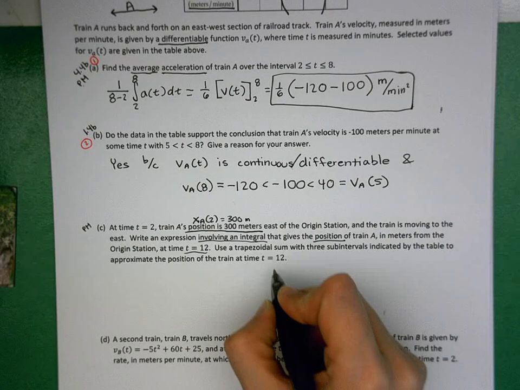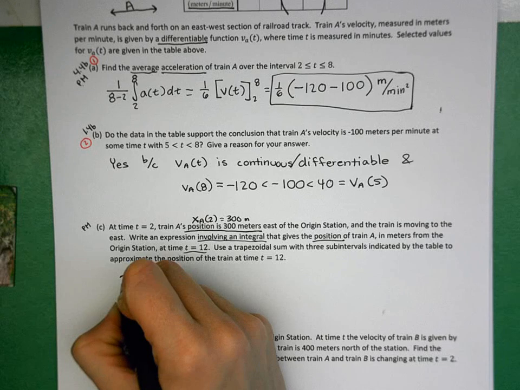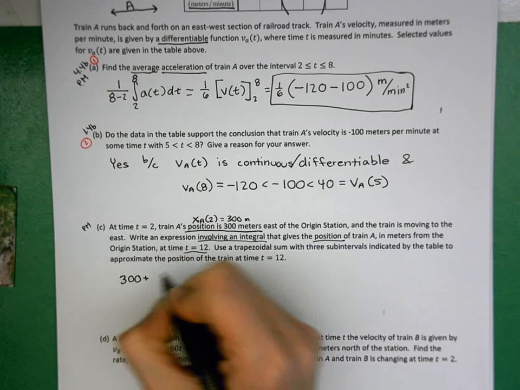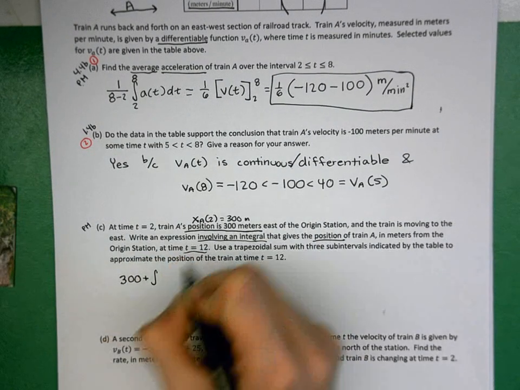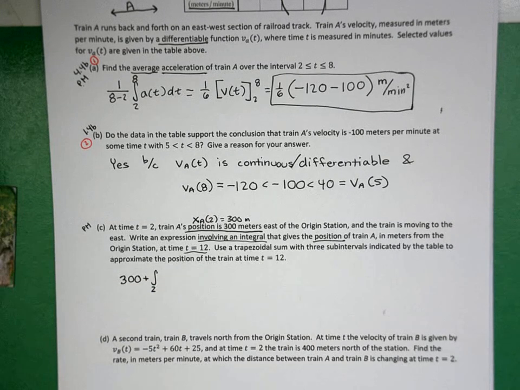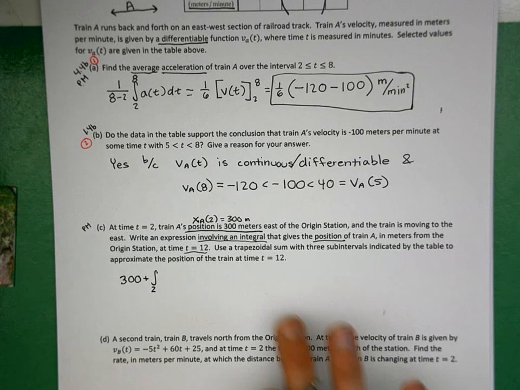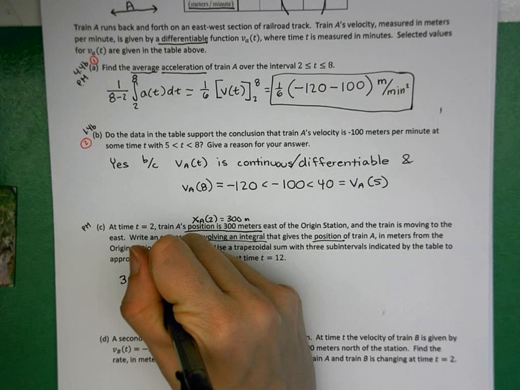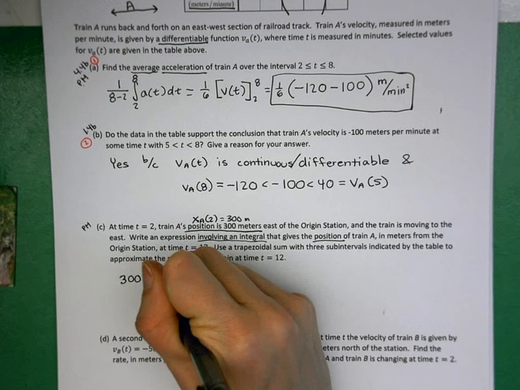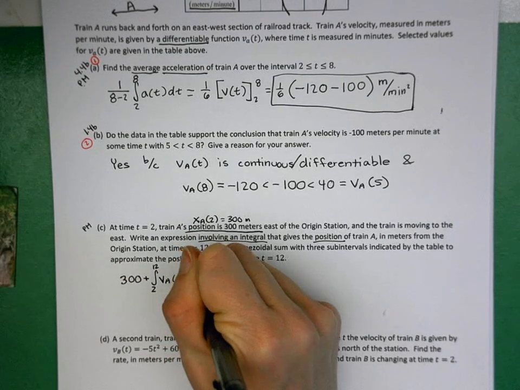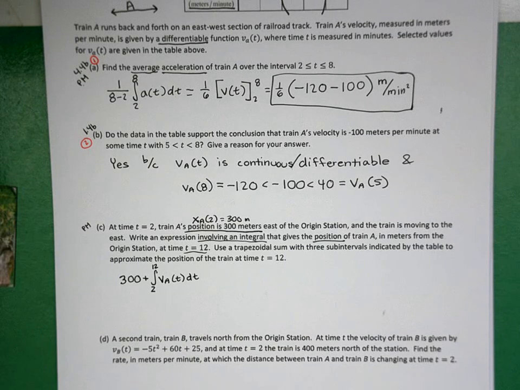My train starts at 300, that's my given position. My given time is 2, and the time I'm trying to find for this one is 12. If you're looking in your particle motion notes, this is on the back side of the first page of your particle motion. It would have been number 6, I believe, 6 or 7 on the back side. Okay, and then using a trapezoidal sum to approximate our position.